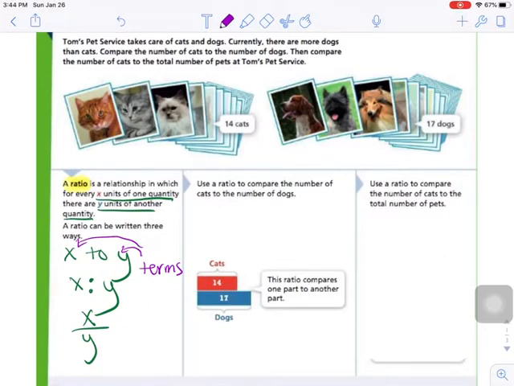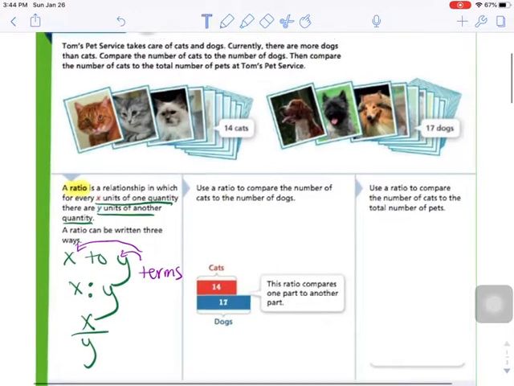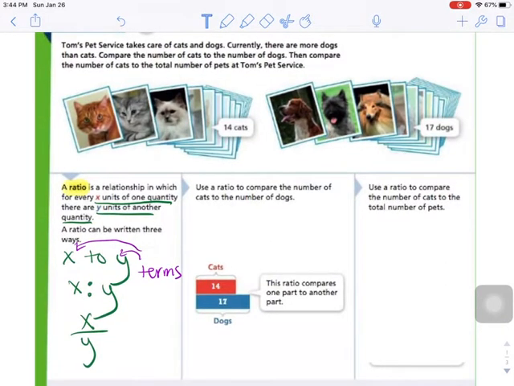So example 1, let's put this into an example to make a little bit more sense of this. Example 1 says, Tom's pet service takes care of cats and dogs. Currently, there are more dogs than cats. It wants us to compare the number of cats to the number of dogs, and then compare the number of cats to the total number of pets at Tom's pet service.